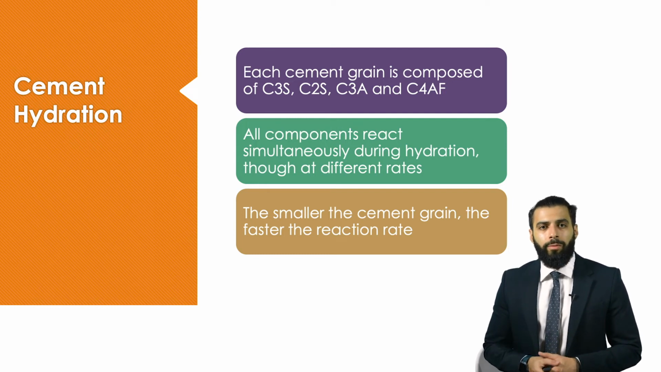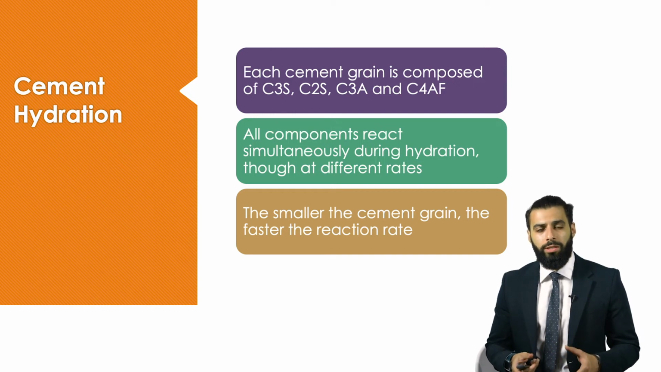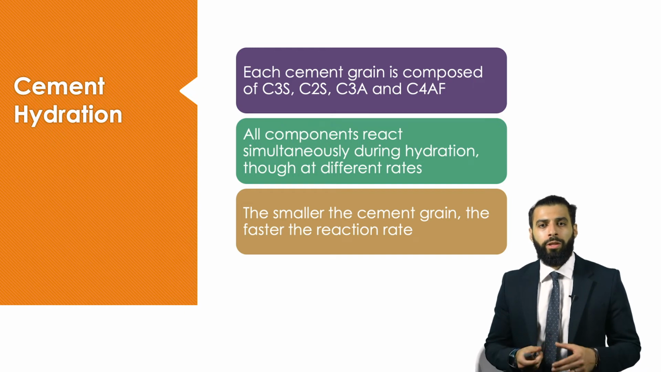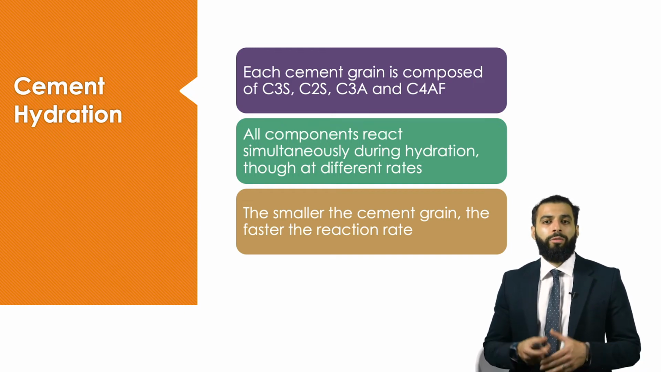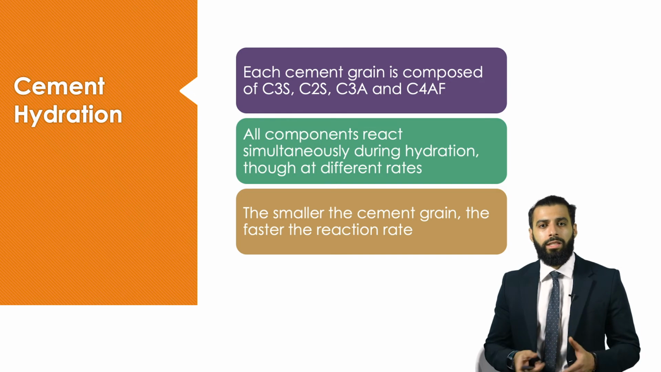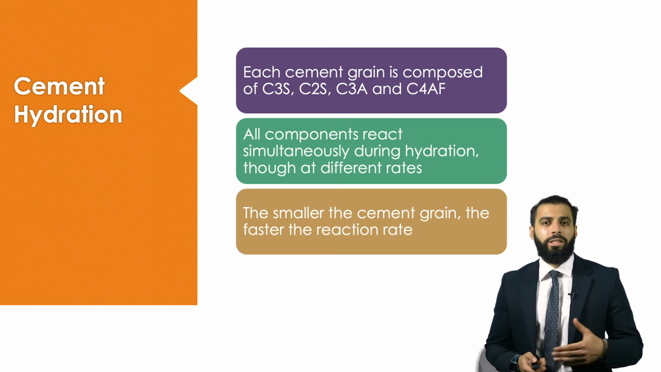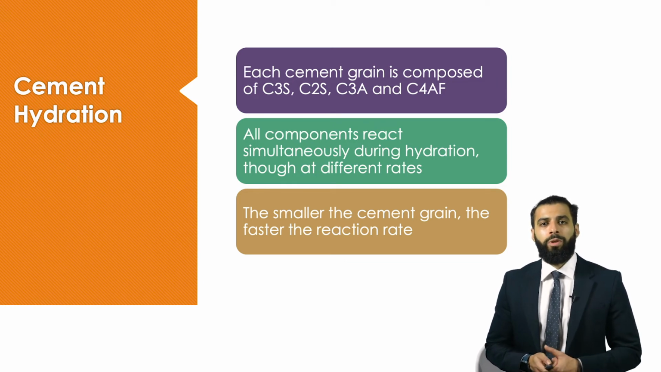Generally speaking, however, in order to increase the rate of a reaction, you have to make sure that the grain sizes are very small, and that's just from chemistry. So the smaller the grain sizes, the bigger the overall surface area, and the easier it is for the reaction to take place. So that's why we need to grind the cement in the cement production process, and this is a process that I've talked about in a previous video.